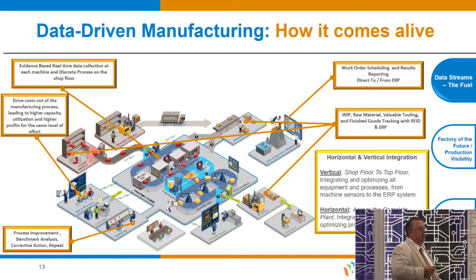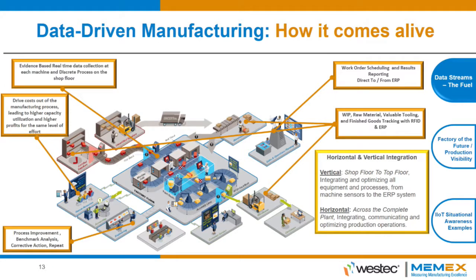And then horizontal and vertical integration, as I said earlier: the ability to extend the look-ahead schedule to our trusted suppliers, or the ability to tell our customers, hey, we're going to have this part ready next Thursday. If we don't have the transparency and visibility on the factory floor, we're never going to be able to answer that question.